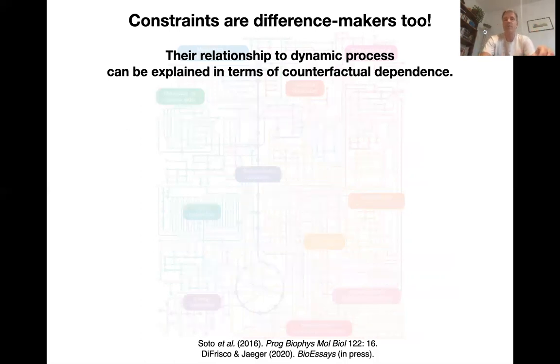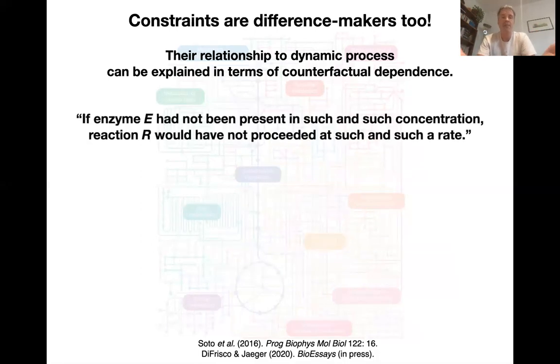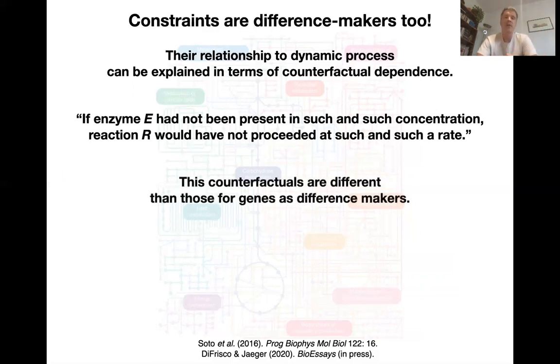of counterfactual dependence. So take this: if enzyme E had not been present in such and such a concentration, reaction R would not have proceeded at such and such a rate. So it's a bit special because it's more specific. It's a quantitative counterfactual, right? So you have specific rates. It's a continuous variable that can change and have very specific, very fine-grained influence on the process it controls.